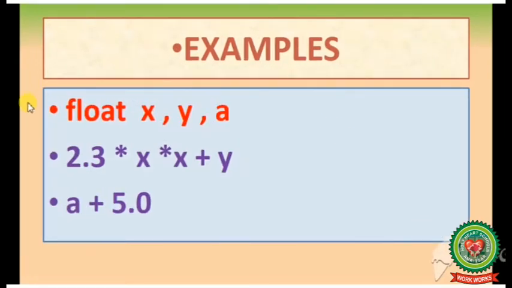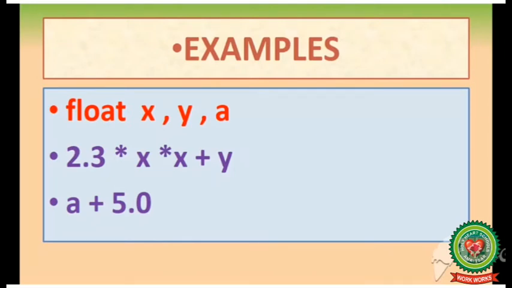See some examples. Float x, y, a. So x, y and a are variables and they have the data type float. The first expression is 2.3 into x plus y. So 2.3 is a float value and x and y are variables. Number 2, a plus 5.0. A is a variable and 5.0 is a constant value. So this way we can combine variables and constants with arithmetic operators to create real expressions.